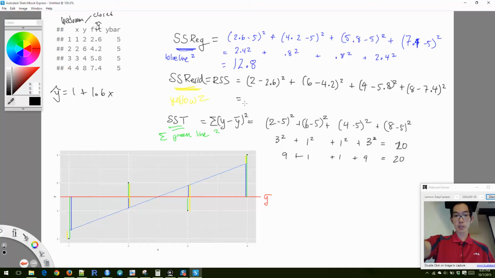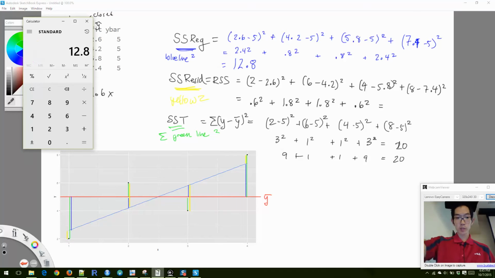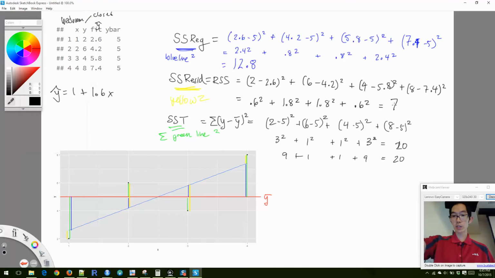Okay, and so if we do this, we get 0.6 squared plus 1.8 squared plus 1.8 squared plus 0.6 squared. Okay, and then punching these out, 1.8 times 1.8 is 3.24, plus 0.6 squared, which is 0.36. And so a total sum of squares according to the residual of 7.2.